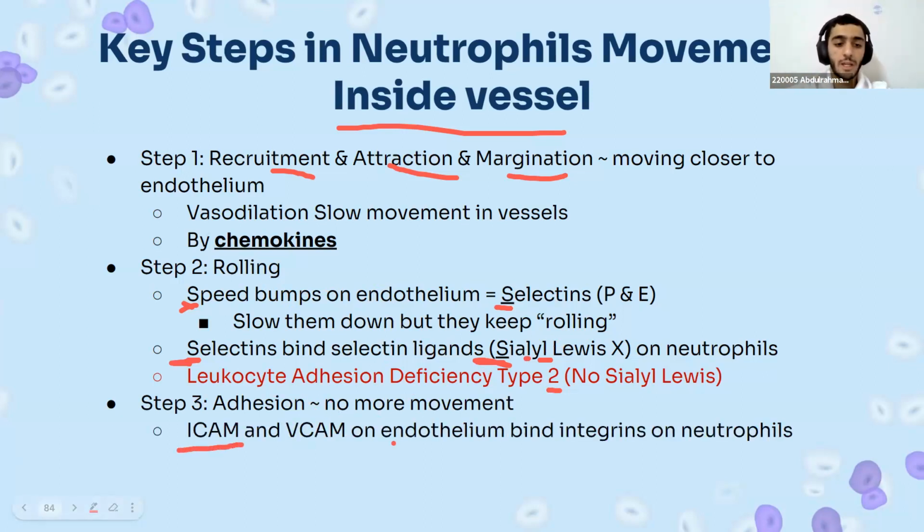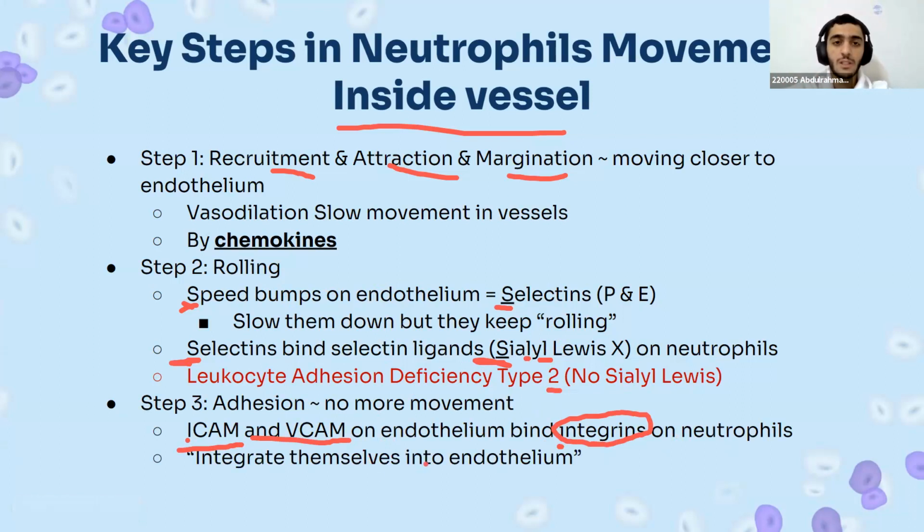And this is done through ICAMs and VCAM, right? Which are binding on the integrins. How I remember it is that ICAM has the I of integrins, and basically it's integrating itself into the endothelium wall, which is no longer moving. So this is what I used to remember it for myself. Basically integrating themselves. And the disease that you can have here is going to be type 1 deficiency. The way I remember type 1 is that you see the 1, it looks like an I. So 1 and I is going to be this deficiency type 1.